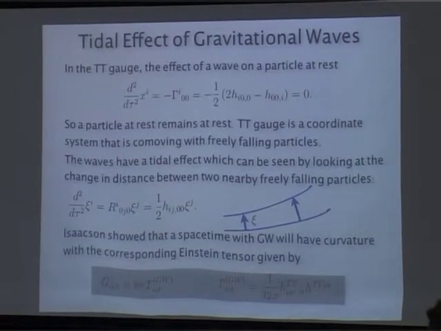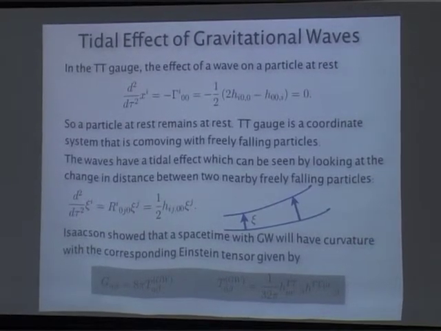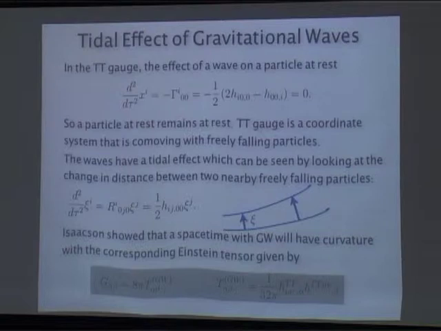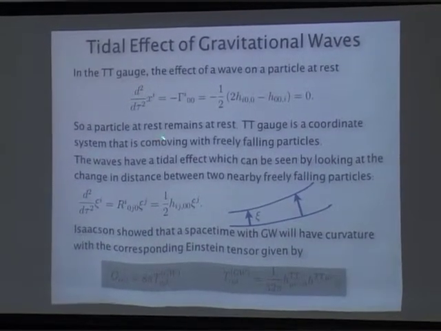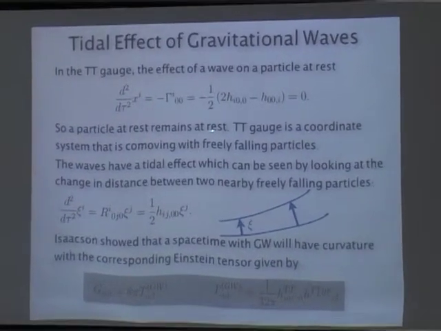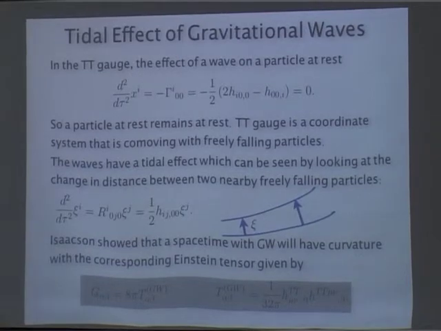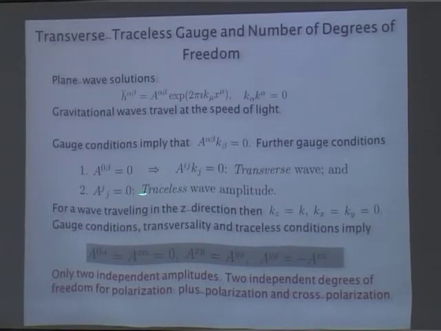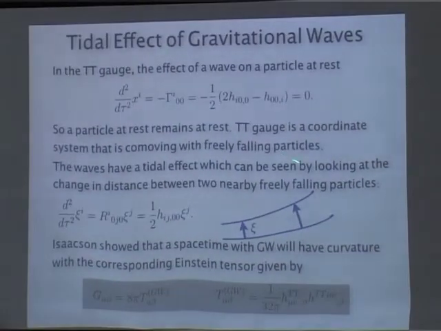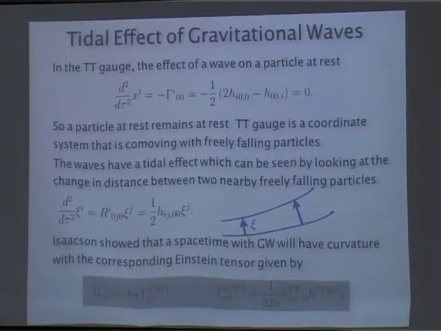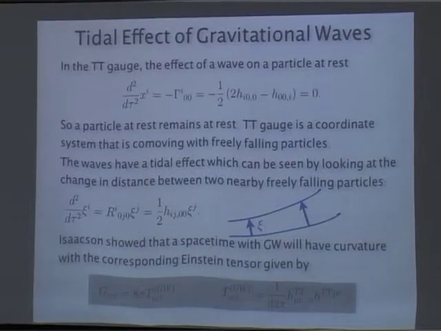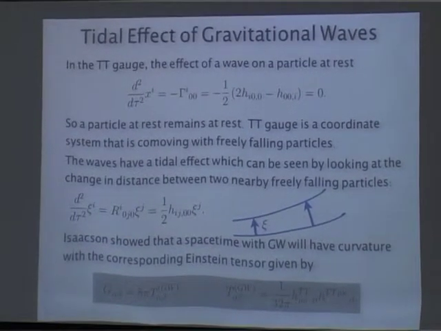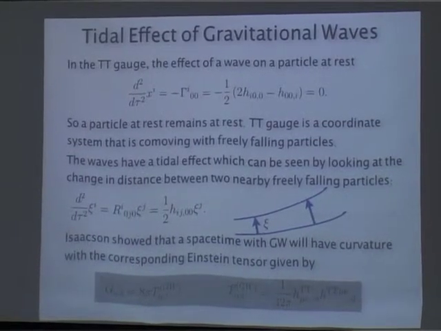So by observing a single particle, unlike electromagnetic radiation where there are neutral particles, and here there are no neutral particles in gravity, you can't really observe acceleration on a single particle as a gravitational wave passes by. So a particle at rest remains at rest. The transverse traceless gauge, as it is called because our quantities here are both transverse and traceless, is a coordinate system that's co-moving with freely falling particles. But nevertheless, this doesn't mean that you can't detect gravitational waves at all. This is often a confusion in popular literature.